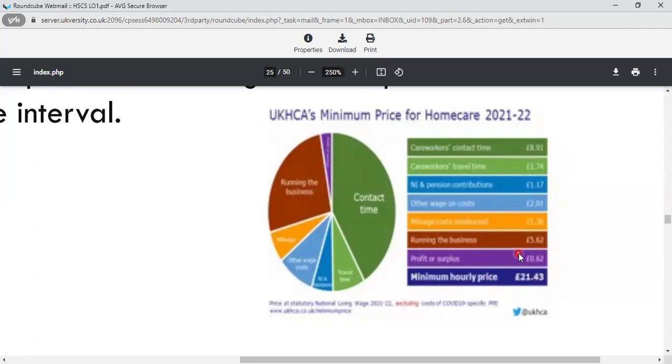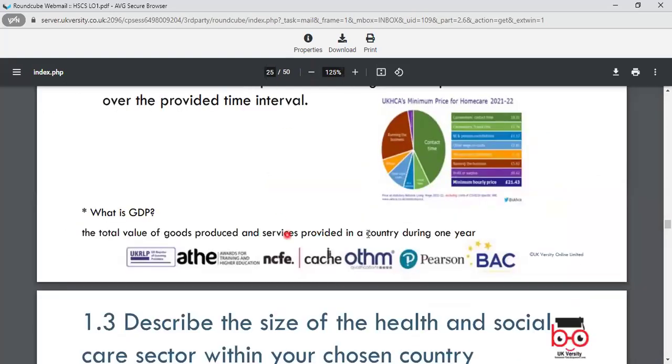That is again because of the situation that's going on. And this then has given a rise in healthcare expenditure also. So what is GDP? It's the total value of goods that's produced and services provided in a country during one fiscal year.